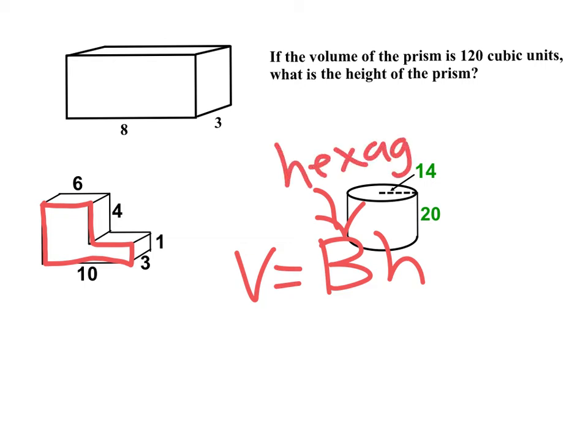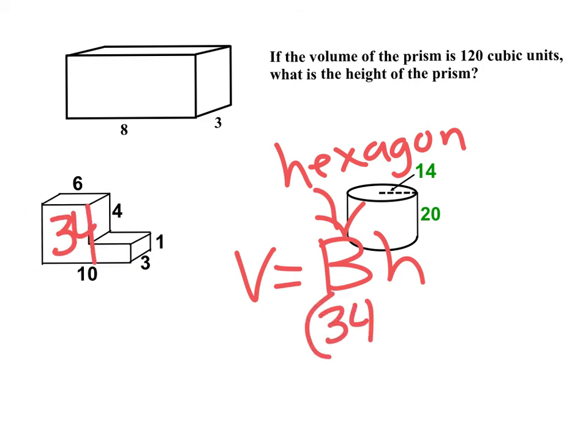So we have to go back to what we did a couple sections ago and cut it into shapes that we know. Okay, so I'm going to cut it here and find the area of these two rectangles and add them together. So I have a 10 by 3, a 10 by 1, which is 10. And then I have a 6 by 4, which is 24. If I add those together, that 24 and that 10 become 34. And that 34 is the area of the base.